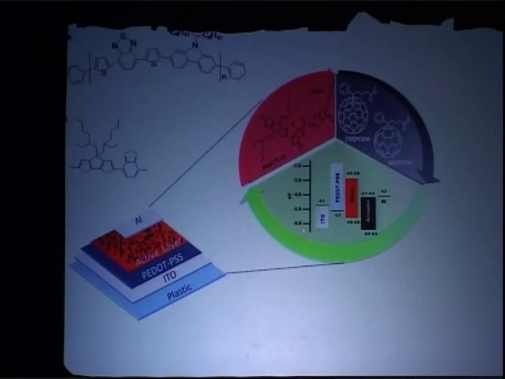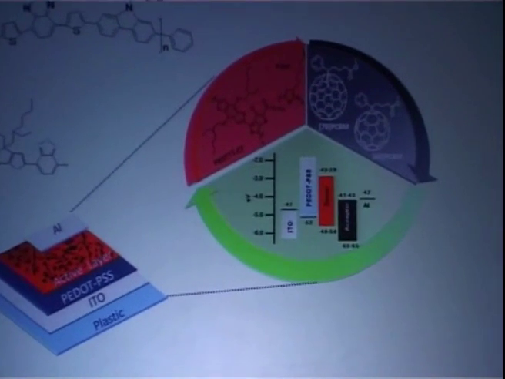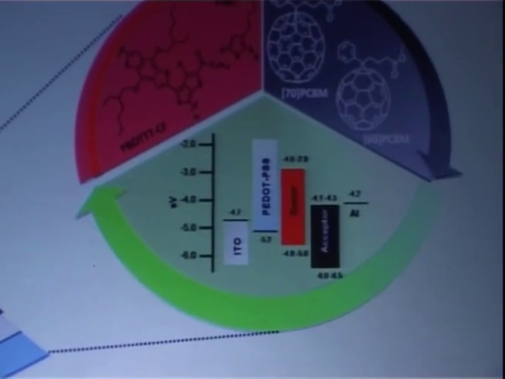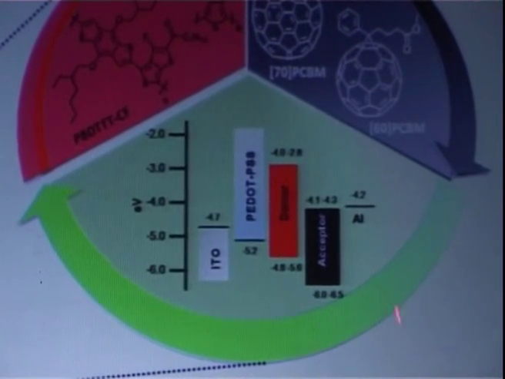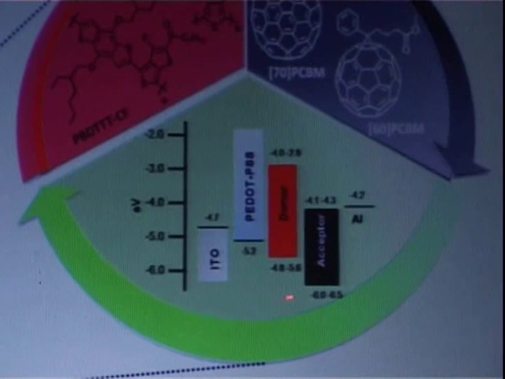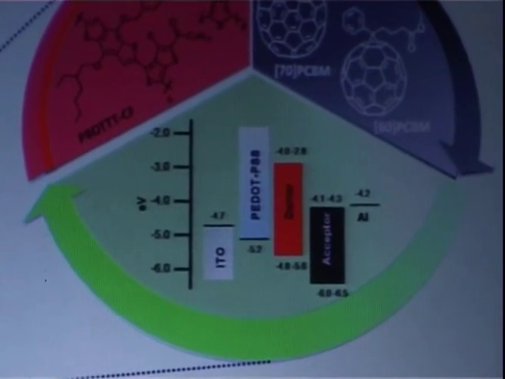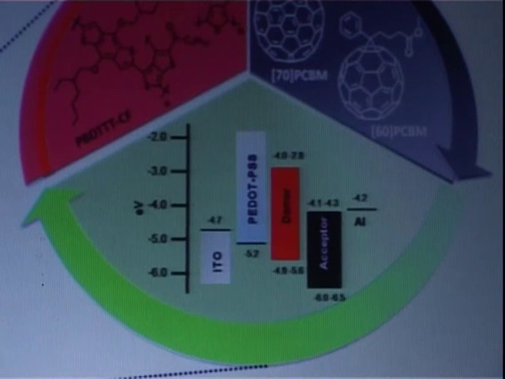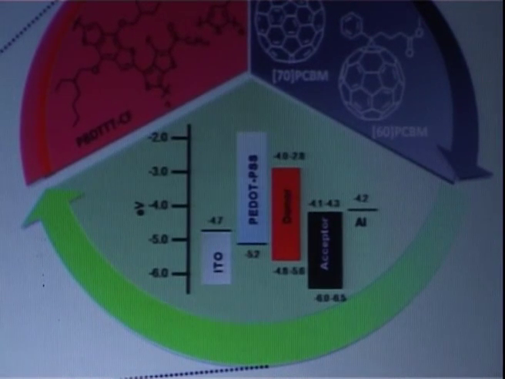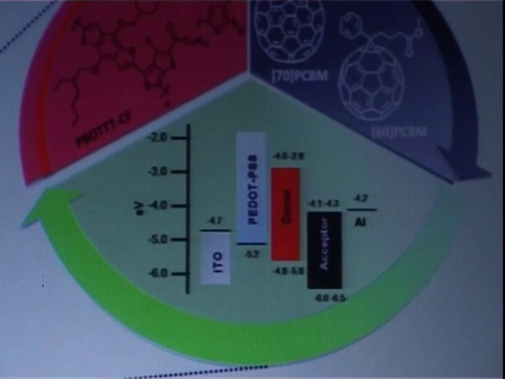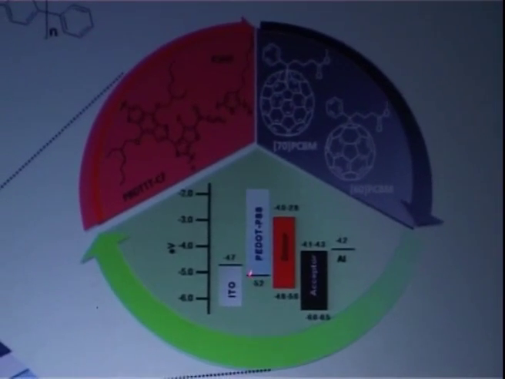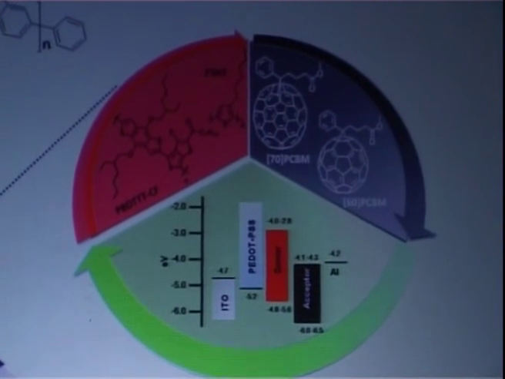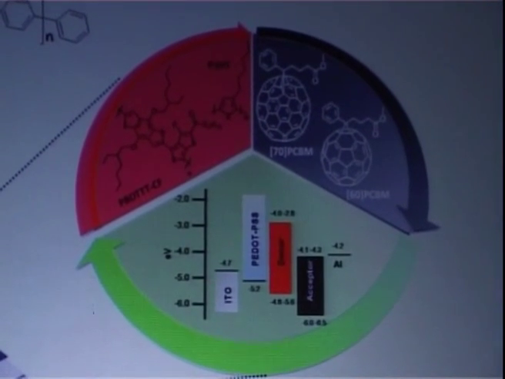Okay, so I need 2 electrodes. One of them has to be transparent, or I don't get any light in. So I'm using indium tin oxide. I'm using aluminum on the other side. I make this donor-acceptor, this bulk heterojunction material, using one of these 2 components for the donor and one for the acceptor. And then I use this conducting polymer to help with the injection, or rather the extraction of the charge.